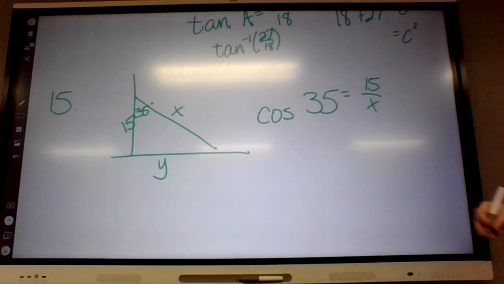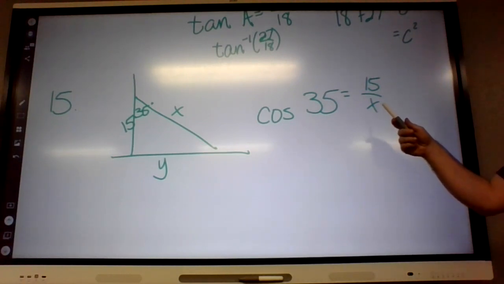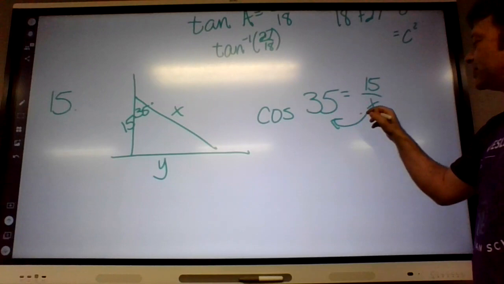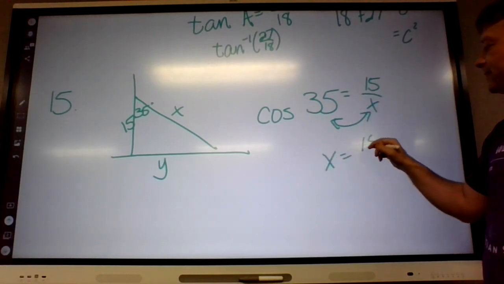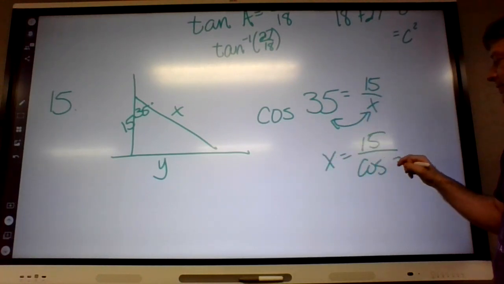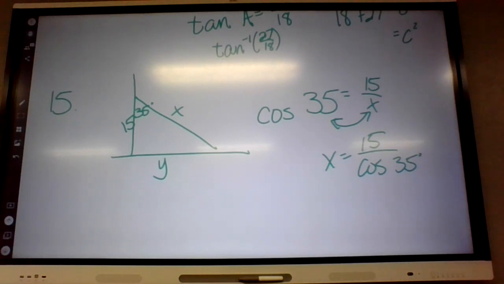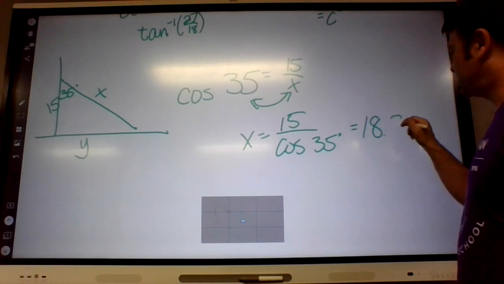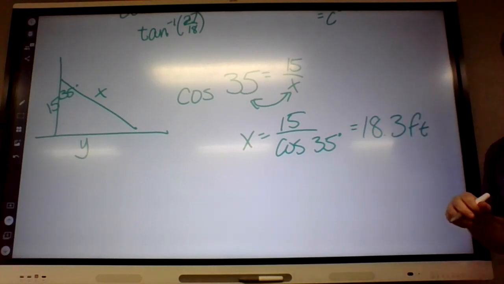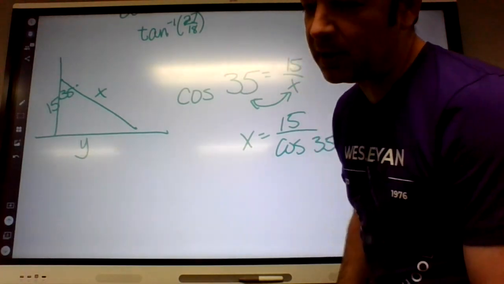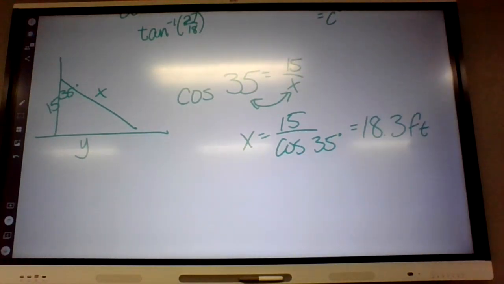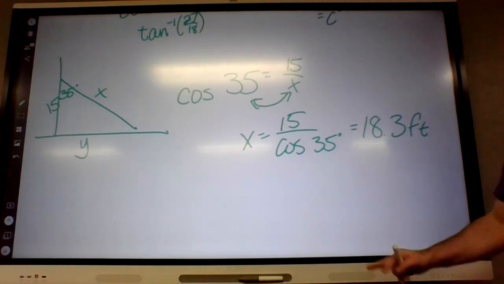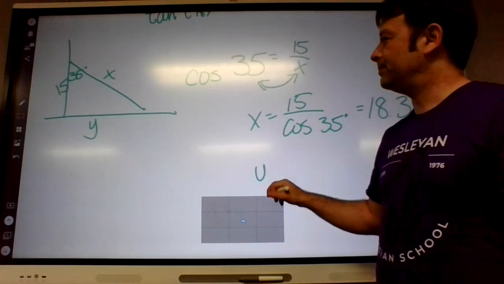How do we solve it when the variable's in the denominator? You switch. So it's 15 divided by cosine of 35. 18.2. 18 point what now? 3. I think this is feet. Probably what they said. Are you just rounding? If in doubt, you could look for the directions, but if in doubt, we're rounding to the tenth place this chapter.